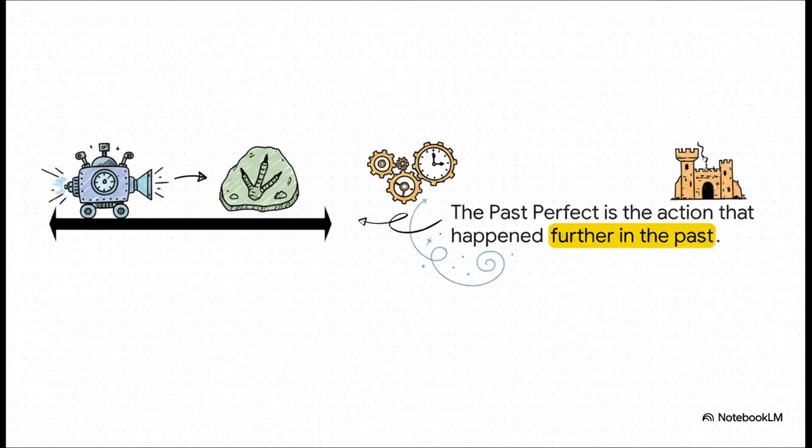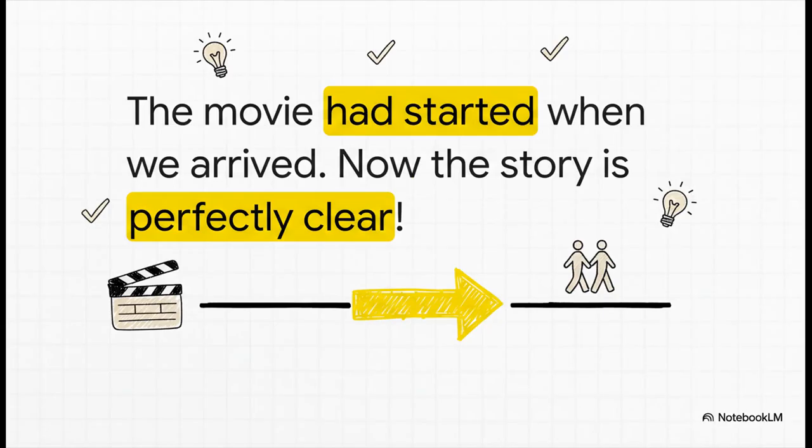This timeline is a perfect way to visualize it. You've got one point in the past, let's call that we arrived. Well, the past perfect action is the one that happened even earlier on that same timeline. It's further back in time. So let's fix our confusing sentence from before. If we say, the movie had started when we arrived, poof, the confusion is gone. It's now perfectly clear that the movie began first, and then, at a later point in the past, we showed up. We definitely missed the beginning. The story is precise now.